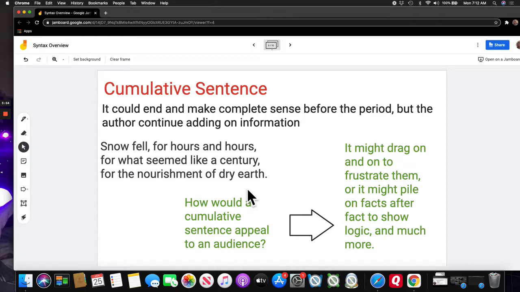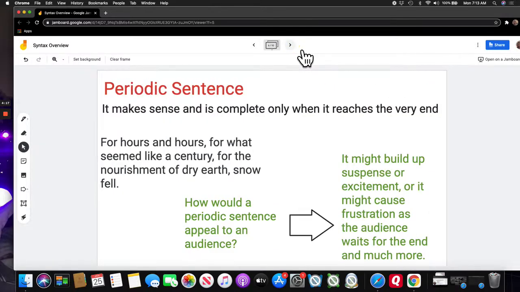So imagine how this might appeal to an audience. Well, maybe that speaker is trying to get the audience frustrated with a problem in the world, and so they keep going on, and the audience is thinking, my gosh, just stop it. Or maybe there's a logical point and you keep putting more and more facts on top of it to drive home the point. So cumulative, it could end a lot earlier and make sense, but a lot keeps getting added on. Periodic sentence is the opposite of a cumulative.